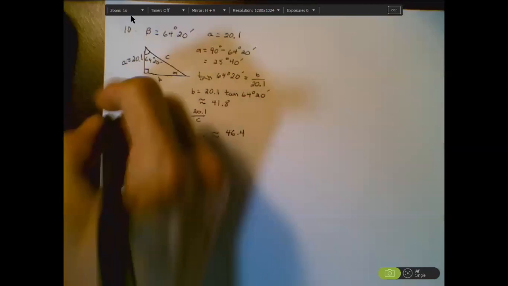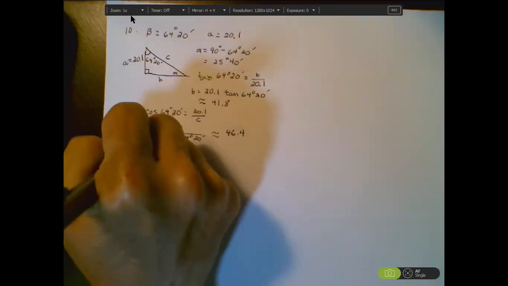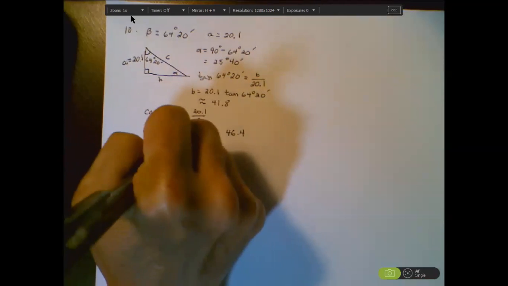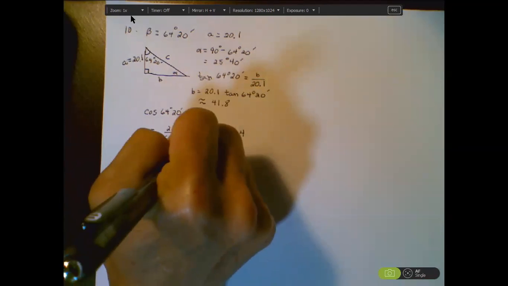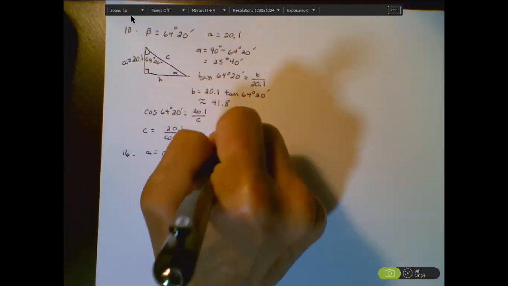Let's do one more. Number 16. Once again, we're given two legs, or a leg and a hypotenuse.